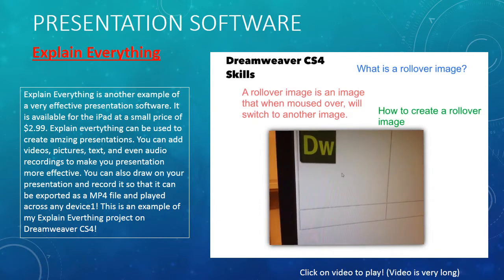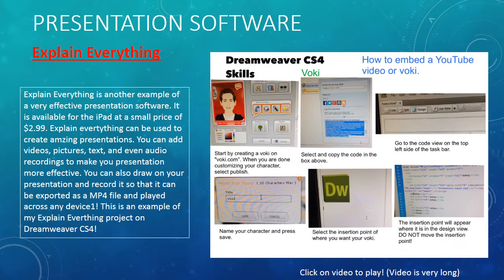What is a rollover image? A rollover image is an image that when moused over will switch to another image. How to embed a Voki. Start by creating a Voki on Voki.com. When you are done customizing your character, select Publish.